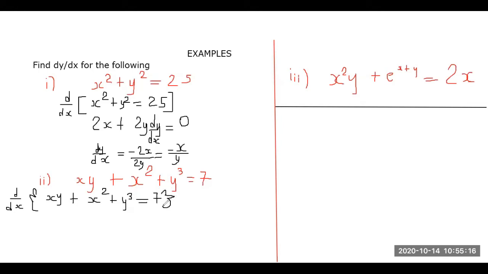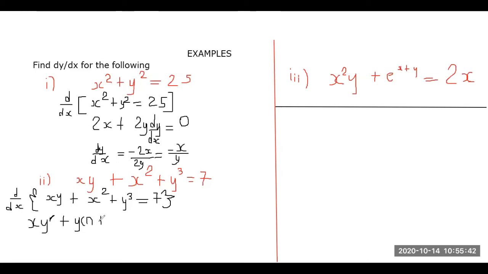Now, read this now. When you differentiate xy using product rule, it's going to be keep the first times the derivative of the second. The derivative of y is dy by dx. Just for simplicity, I'm going to write y prime. y prime and dy by dx is the same thing. Plus keep the second, which is y, times the derivative of the first, which is 1.